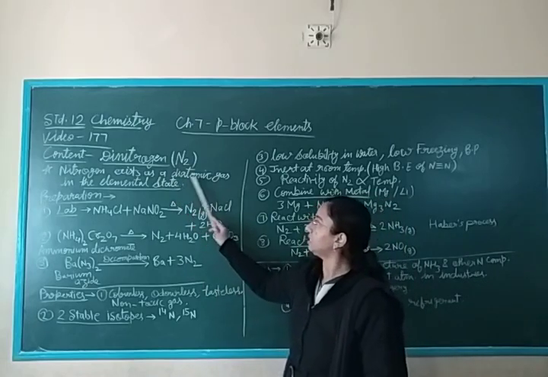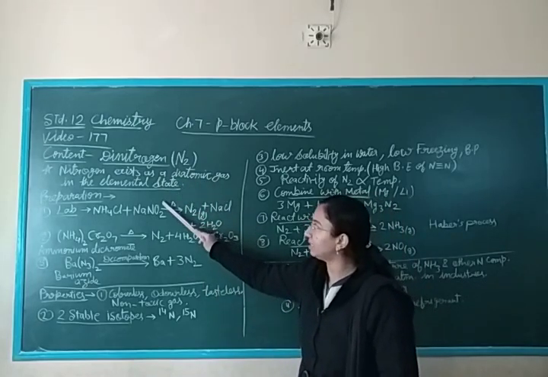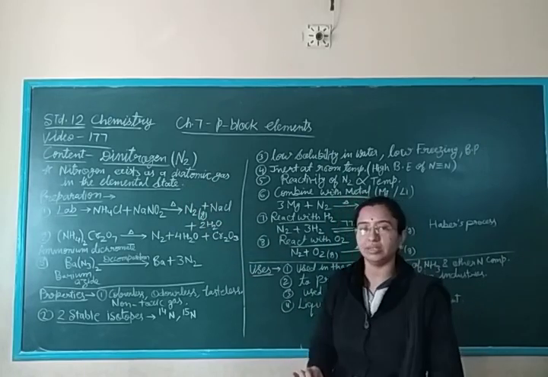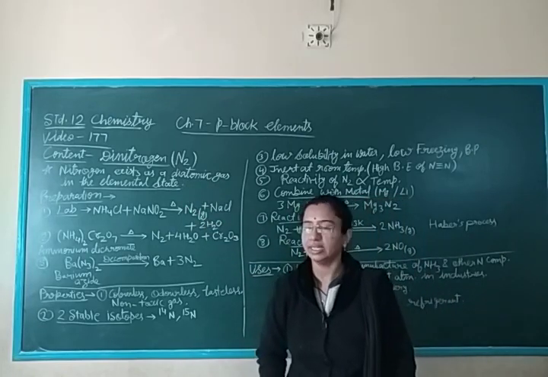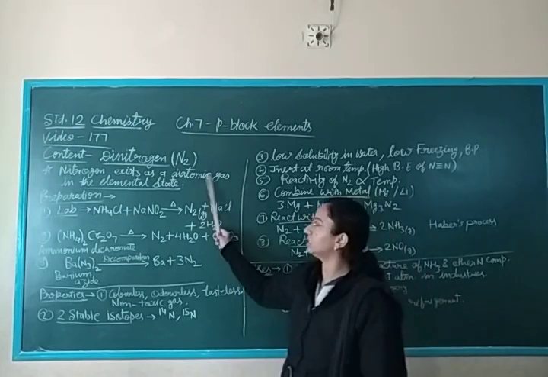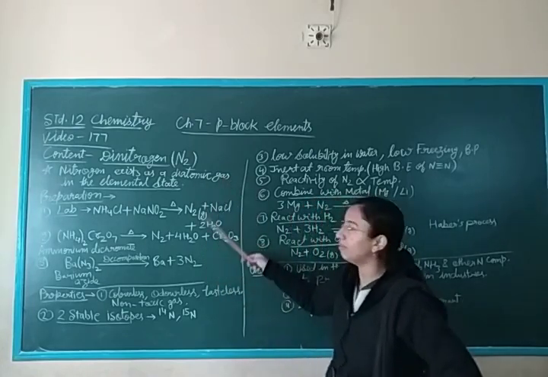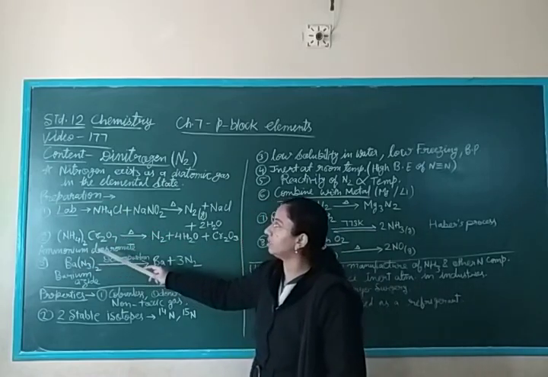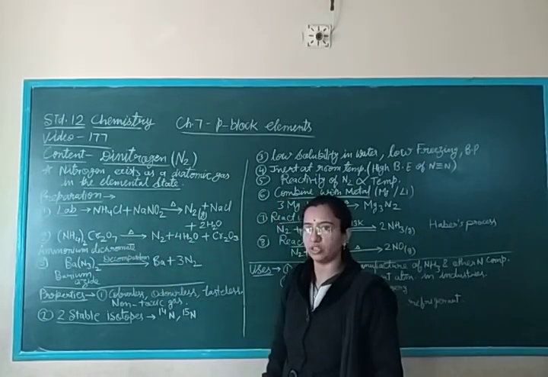Nitrogen exists as a diatomic gas in the elemental state, so we have to say dinitrogen. That's the reason we say dinitrogen: nitrogen exists as a diatomic gas in the elemental state. Preparation: there are three methods to prepare dinitrogen.